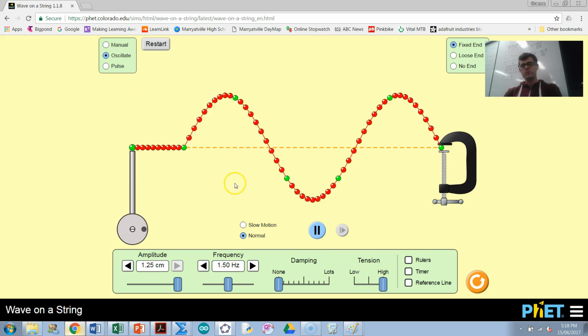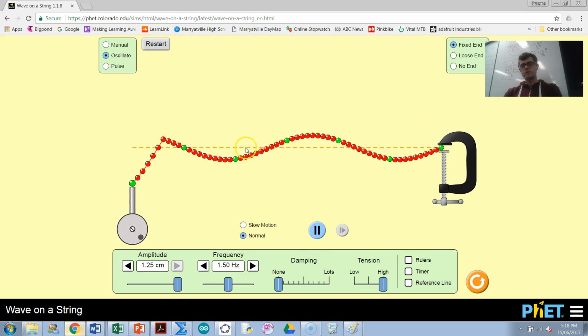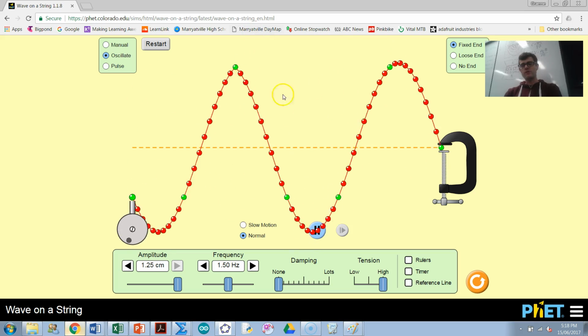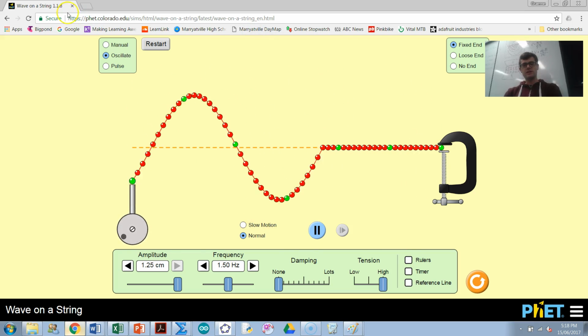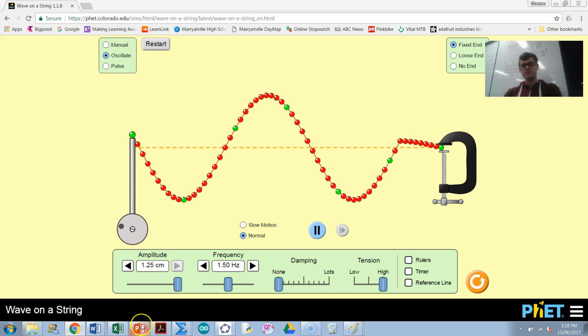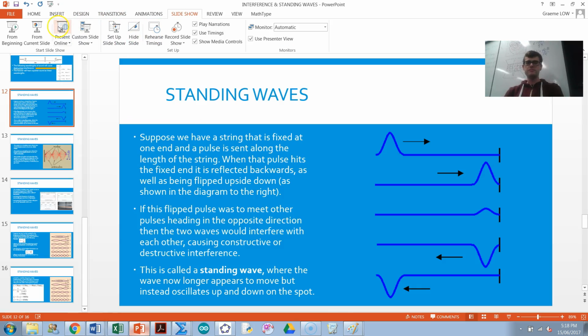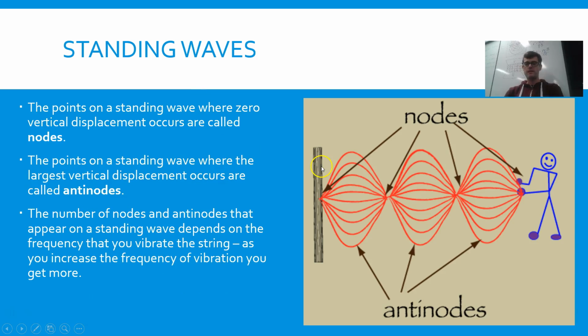Okay, and you can see that there are points there that don't seem to move at all, like the one I've got my mouse over now, and then there are other points where it moves a lot. So if we go back to our PowerPoint, the points where the standing wave doesn't appear to move at all, we call those nodes. So at the node, basically the rope or the string, whatever it is, isn't moving. You could pretty much come in there and touch it with your finger and it wouldn't move at all.